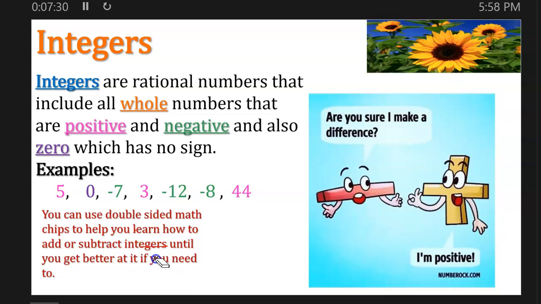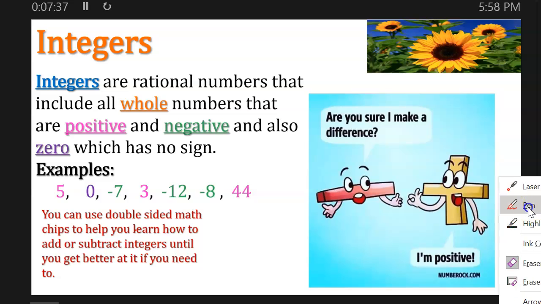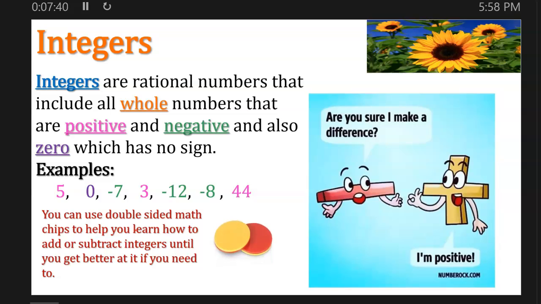Okay, you can use double-sided math chips to help you learn how to add integers. They usually look like this. One side is one color and the other side's another color. I often see them with yellow and red, but they don't have to be yellow and red. I've seen gray and black before. We call them math chips. And usually one side will represent the number in its negative form, and the other color will represent the number in its positive form.